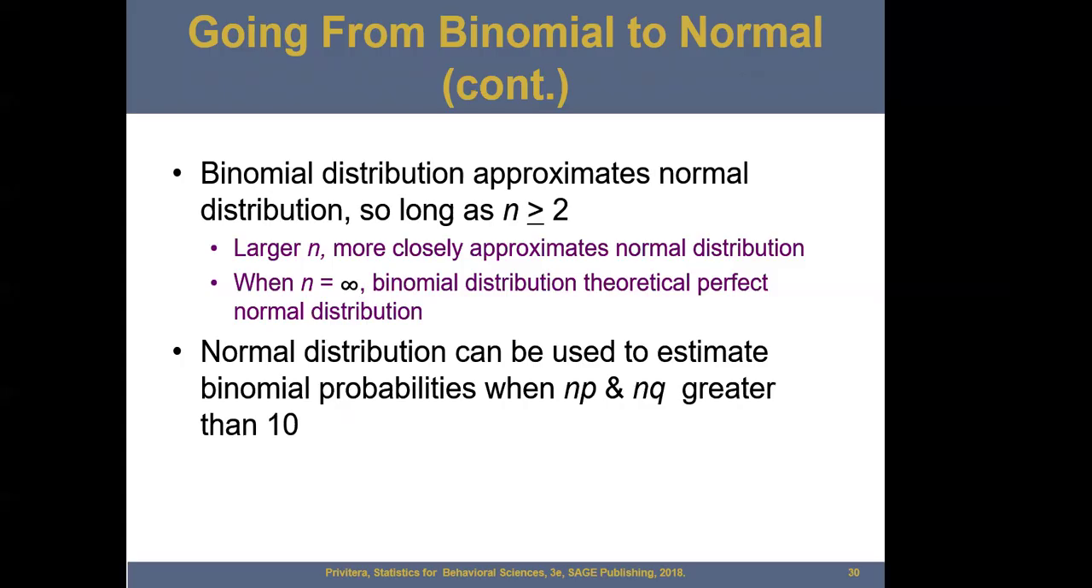Going from binomial to normal, binomial distribution approximates normal distribution, so as long as n is greater than or equal to 2, that's the greater than or equal symbol. Otherwise, it doesn't work. The larger the n, the more closely it approximates normal distribution. So that means normal distribution can be used to estimate binomial probabilities when np and nq are greater than 10. When n is equal to infinity, binomial distribution is theoretically a perfect normal distribution.